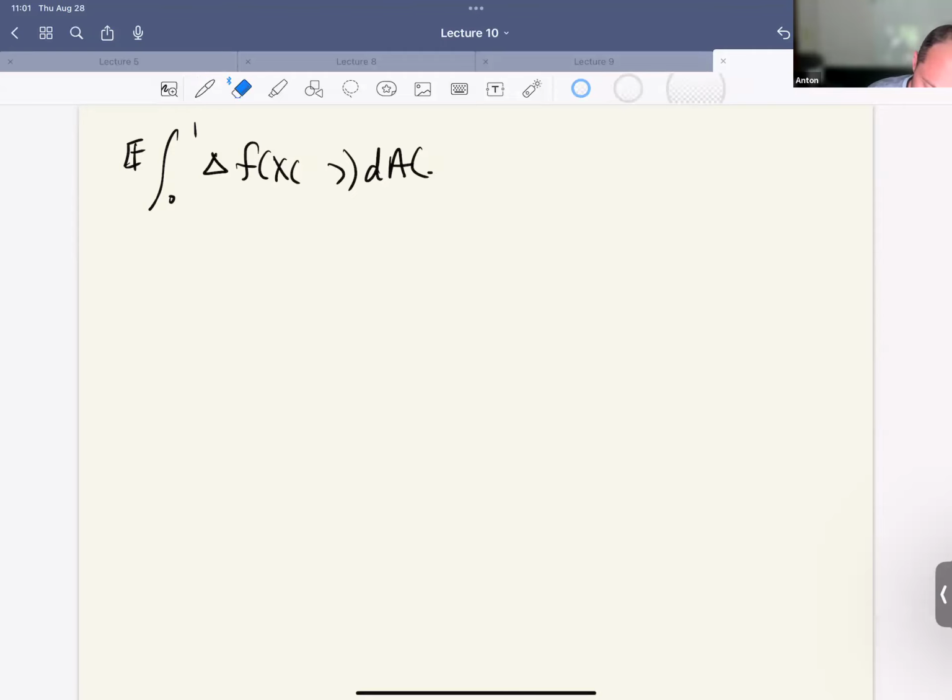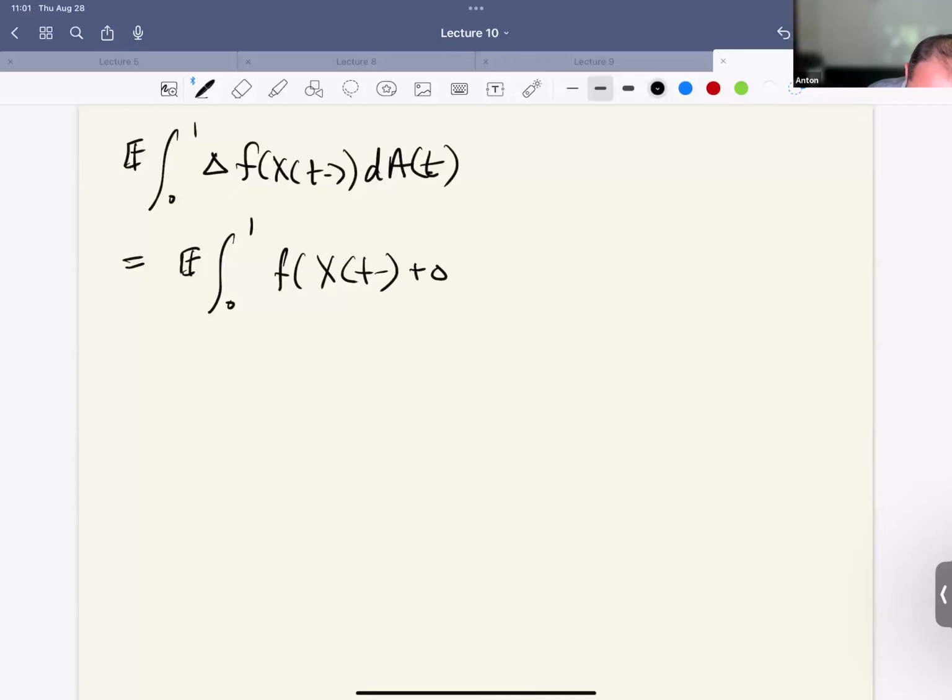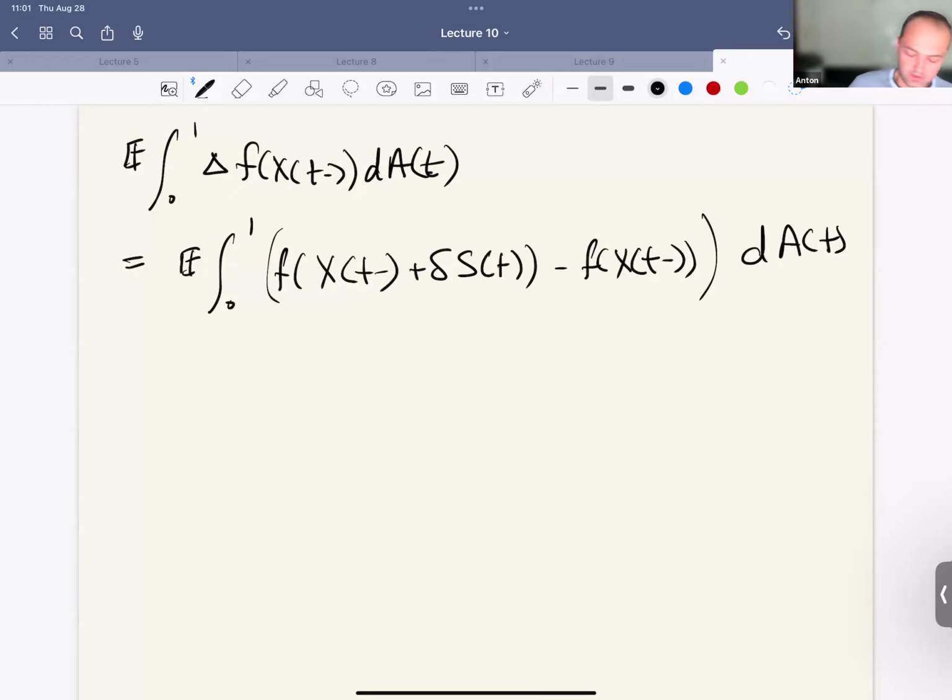Let me switch back to using t's. Expectation, 0 to 1, f of x of t minus plus delta s of t minus f of x of t minus dA of t. Okay. So now I say, oh, okay, I can do this. Let me just do Taylor expansion around this.